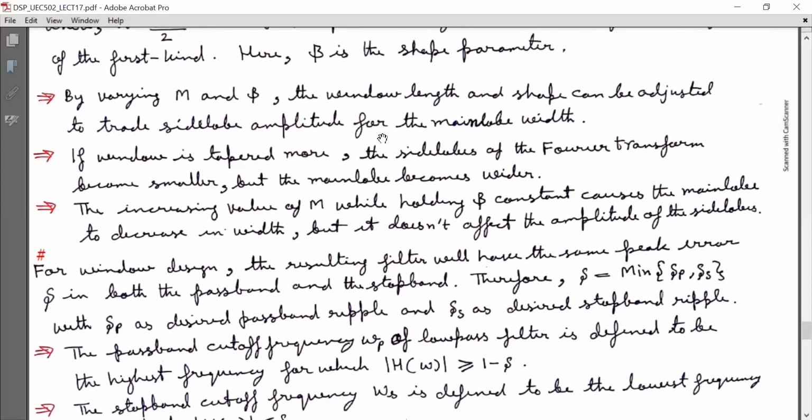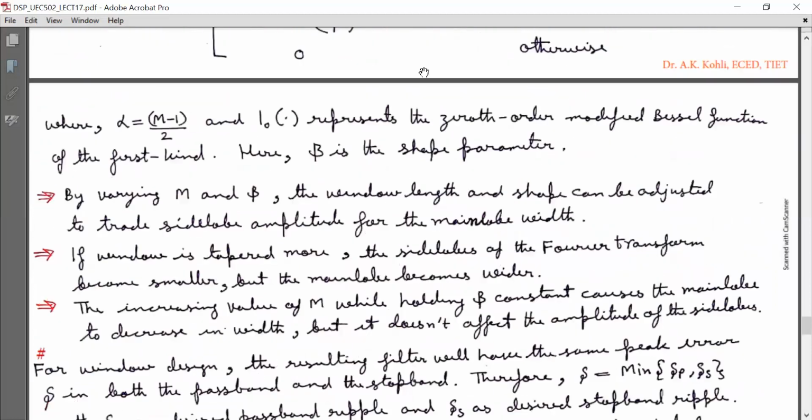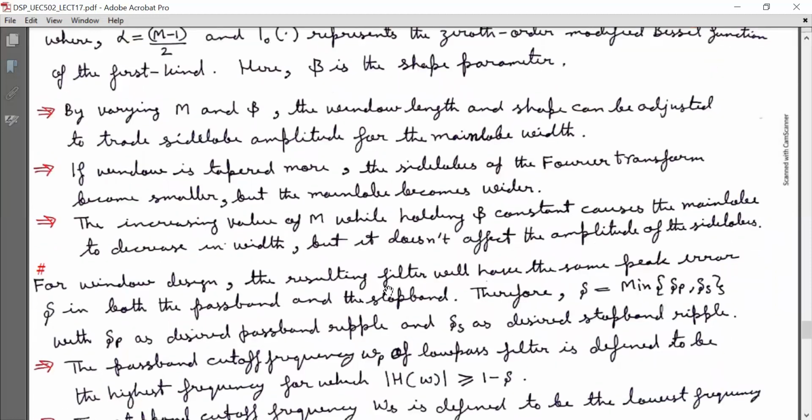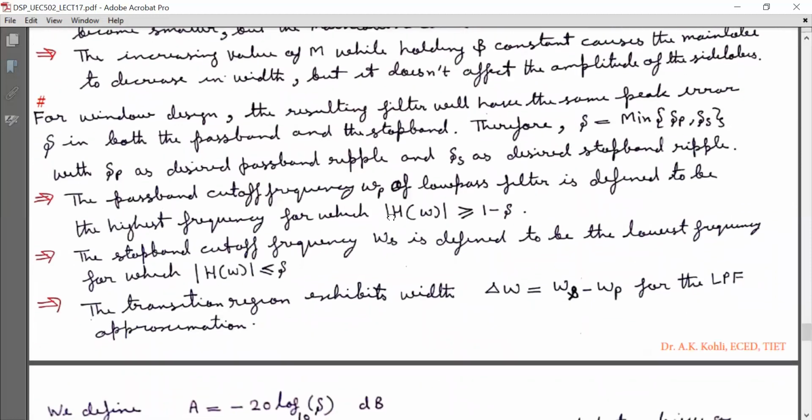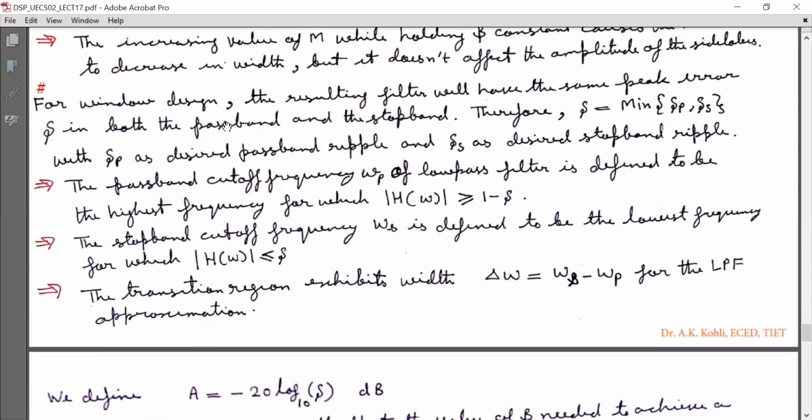So these are some features of this window. Now for the design using the Kaiser window, the resulting filter will have the same peak error delta in both the passband and the stopband. Therefore, delta is equal to minimum of delta P, delta S, with delta P as the desired passband ripple and delta S as the desired stopband ripple.